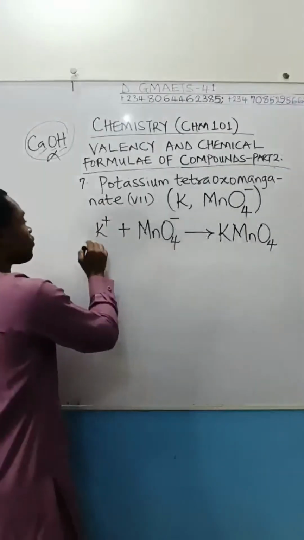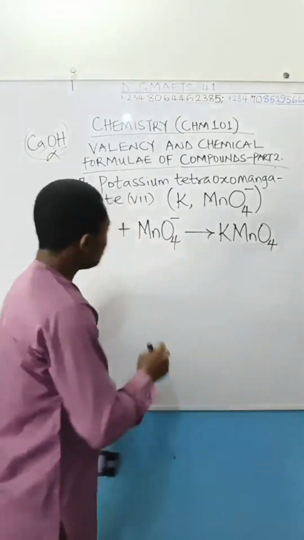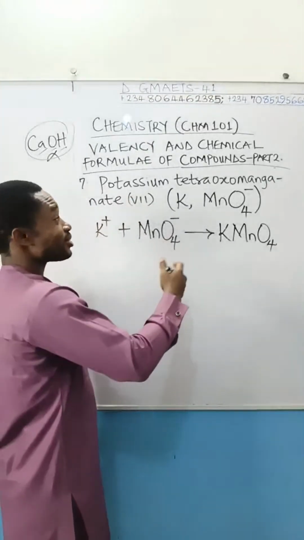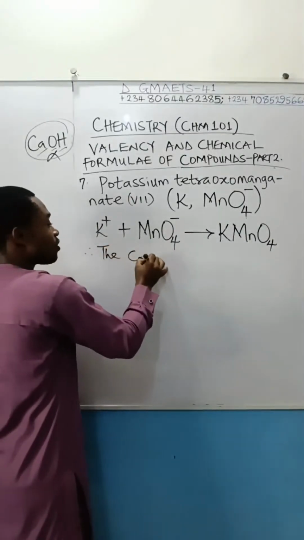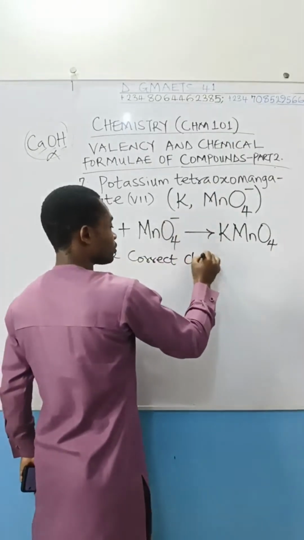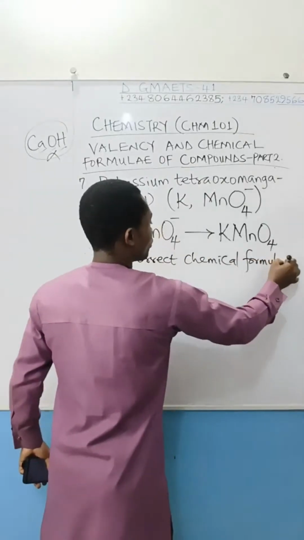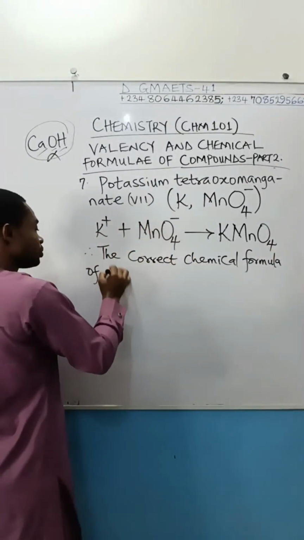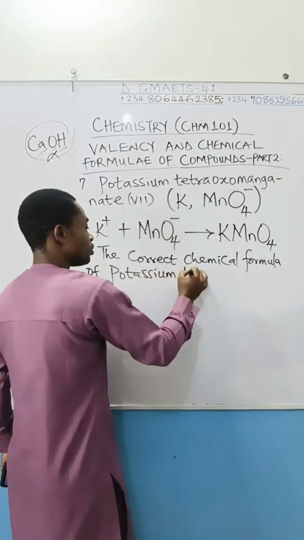So the correct formula of this compound, anyway, let me write it. I don't want to say I'm tired of writing the correct chemical formula, but let's write it. Let's not be tired. The correct chemical formula of potassium tetraoxomanganate 7.